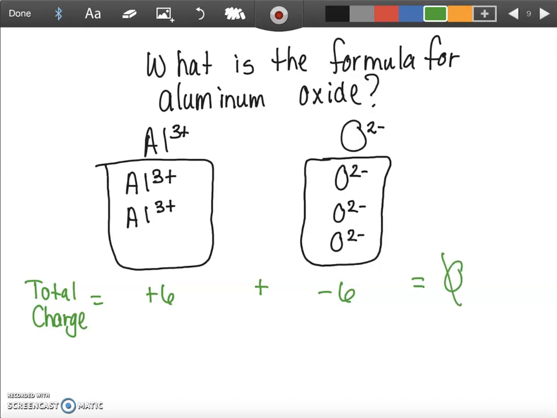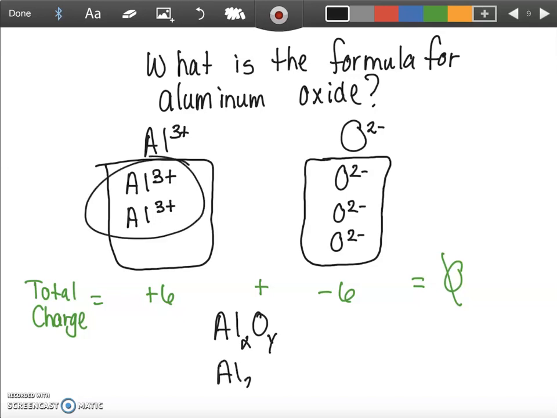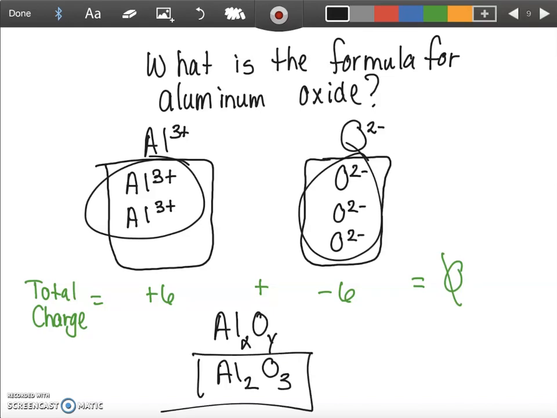Now that we know the charges add to 0, let's figure out the entire formula. Basic skeleton of the formula is AlXOY. How many aluminums did we use? We used 2, so we're going to have Al subscript 2. How many oxygens did we use? We used 3, so we'll have O3, and this is the formula for aluminum oxide.